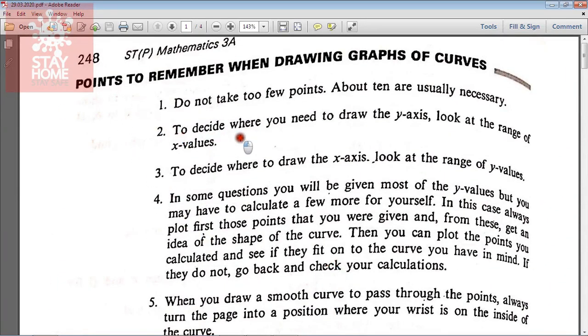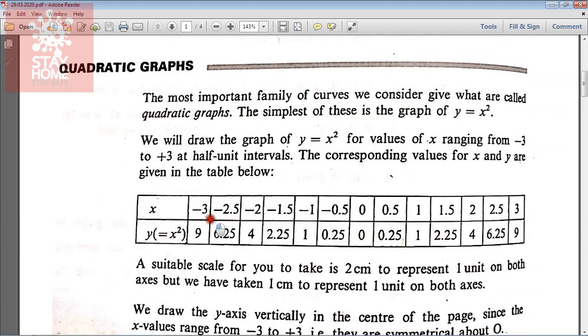Number 2, to decide where you need to draw the y-axis, look at the range of x values. You will see the values of x. Range means the biggest value and the smallest value. See, in these values of x, what is the range? The smallest value is -3 and the biggest value is 3. So how many points are needed?